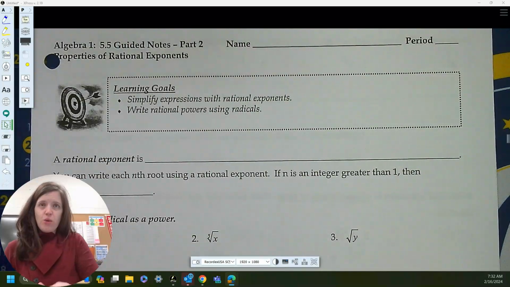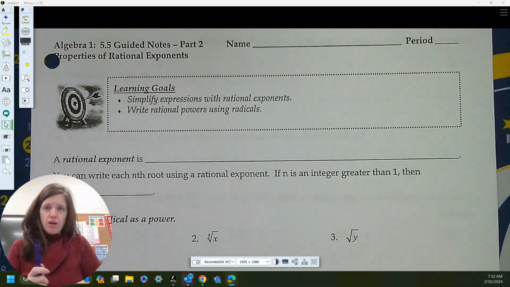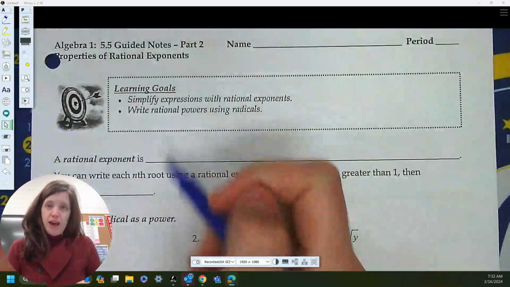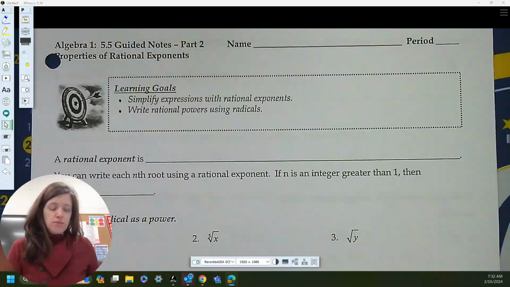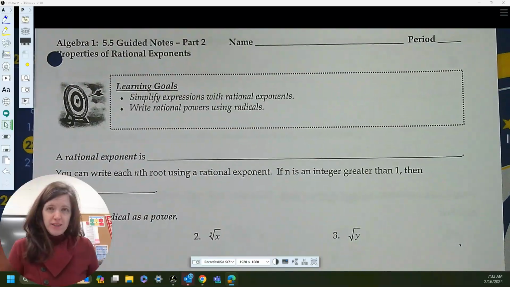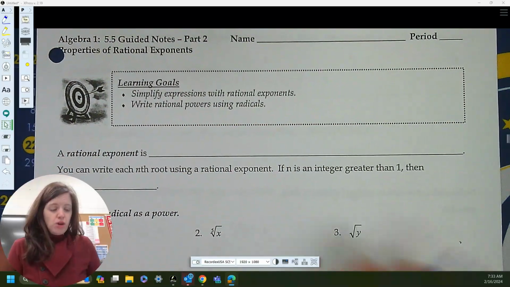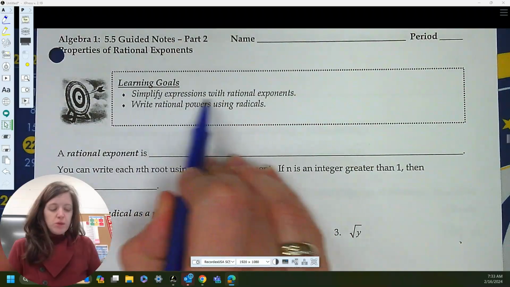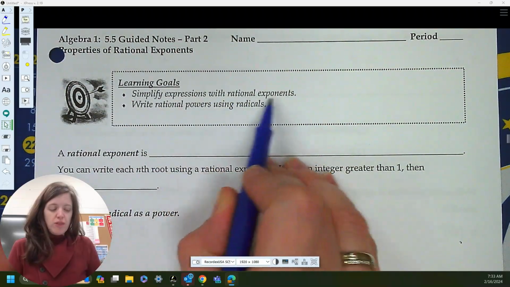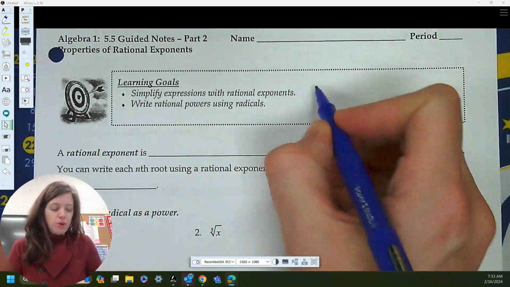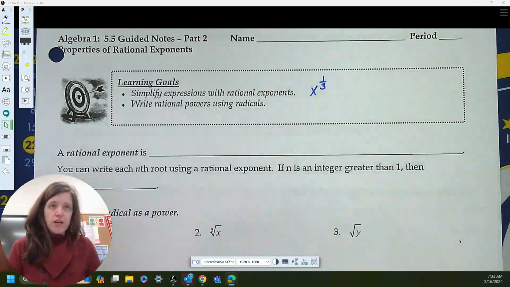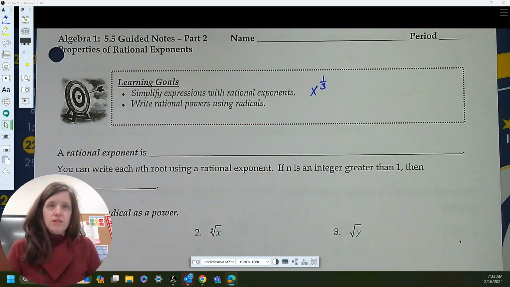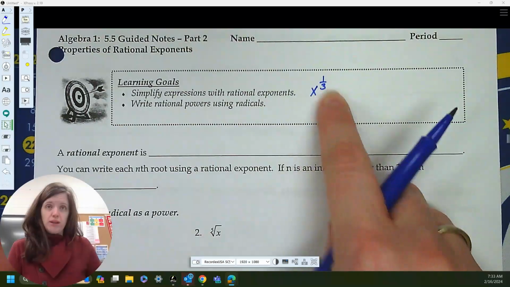All right, so we are going to do that second part of the exponents that are rational, meaning that they have a fraction, or a ratio, in them. So we're going to learn to simplify some expressions with rational exponents. That just means that I have an exponent that has a fraction in it, okay? And write rational powers using radicals.